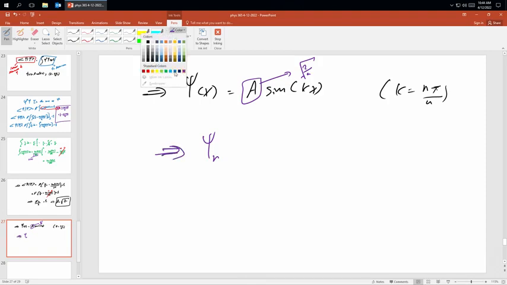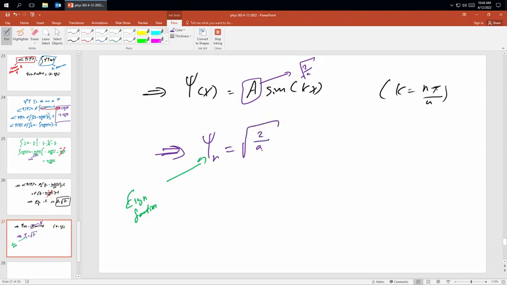Actually, let me go ahead and write this down before I continue. Eigenfunction is going to equal your A, which is going to be the square root of 2 over a, sine. I'm just going to call this k sub n. You see what I'm saying? Because k depends on n, right? n pi is it. So I'll just say k sub n times x.